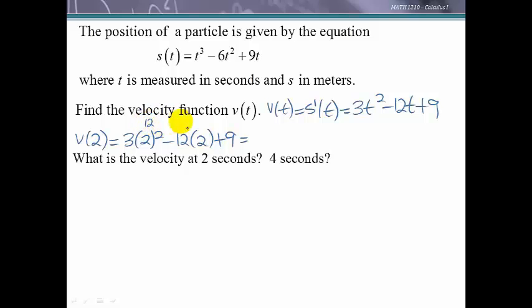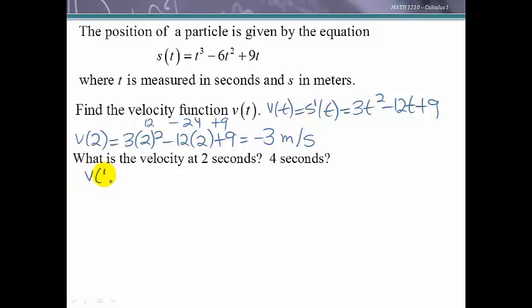That looks like it's going to be 12 − 24 + 9. So −12 plus 9 is −3, putting the units on, meters per second. So what does that tell me about the motion of this particle? It tells me that at 2 seconds it is moving, we'll say left and right, positive and negative. I get a negative velocity. It's moving off to the left at 3 meters per second.